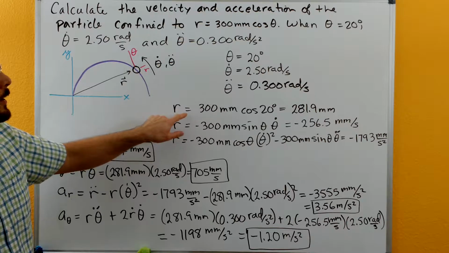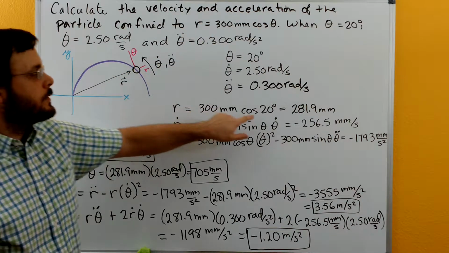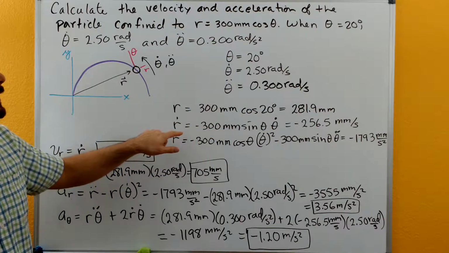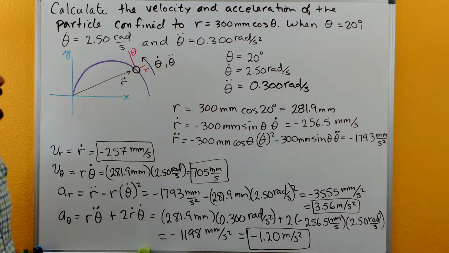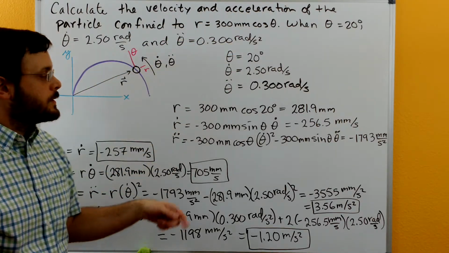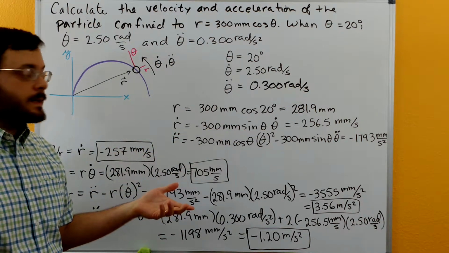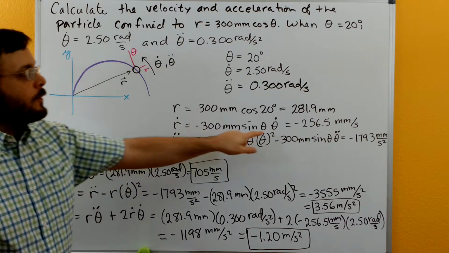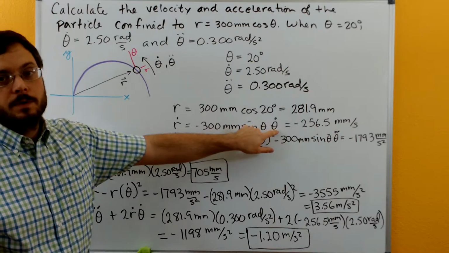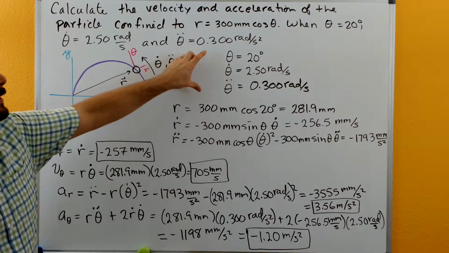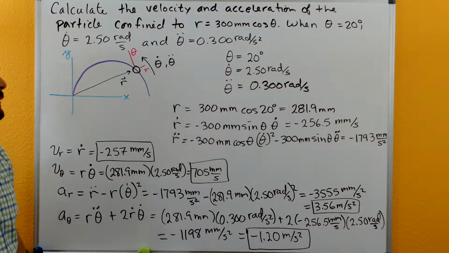So in this case, our r, we can take our expression here and just plug in theta is equal to 20 degrees and get our r. For r dot, we'll need to take a derivative of this with respect to time. So the derivative of the cosine of theta is going to give us the negative sine of theta, but since it's a derivative with respect to time instead of theta, we'll need the derivative of the argument here. So we'll need a d theta dt, which is our theta dot. Plugging in our theta and our theta dot here gives us negative 257 millimeters per second.